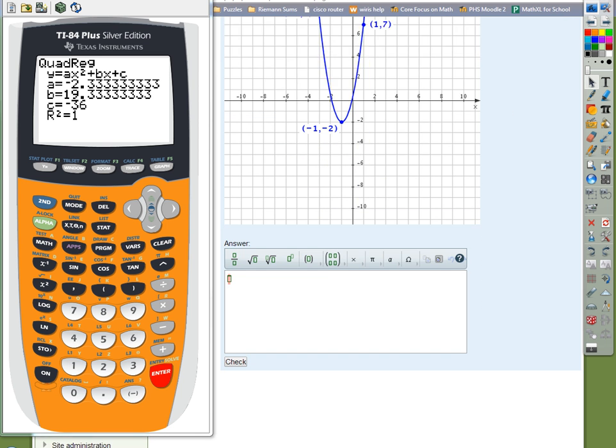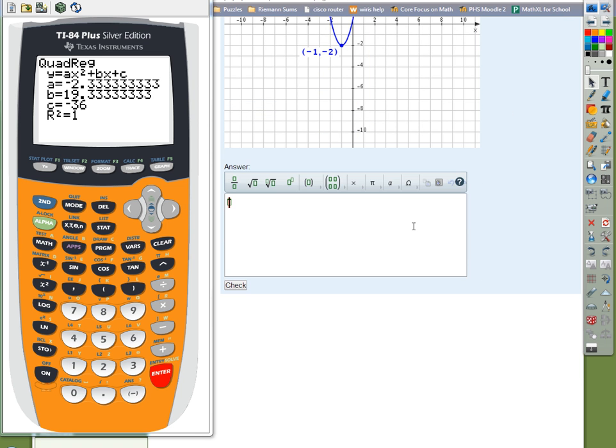f of x equals, so we would just go negative 2.333 x squared plus 19.333 x minus 36.